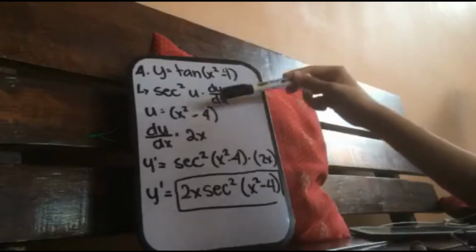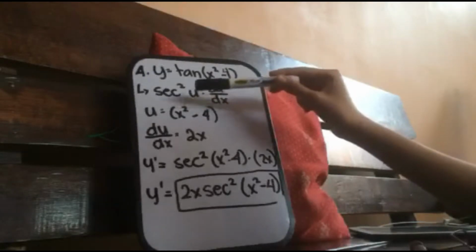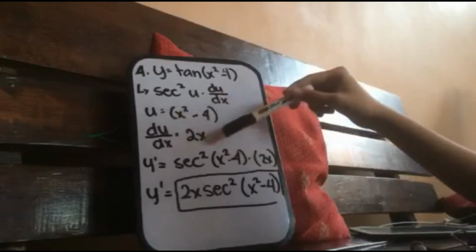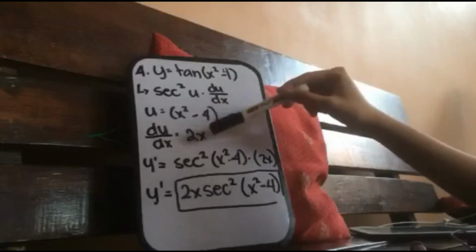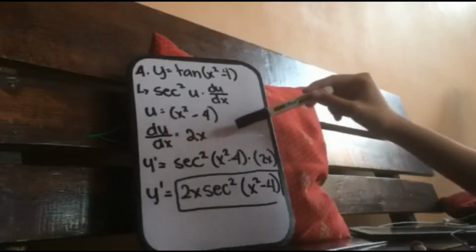Ginamitan natin siya ng power rule. So, ang gagawin natin, ibababa natin yung exponent, then imumultiply natin siya sa base, which is 1. 2 times 1 is equal to 2, kaya siya naging 2x. Then, yung negative 4, makakancel na lang siya, kaya yung value ng du over dx is equal to 2x.